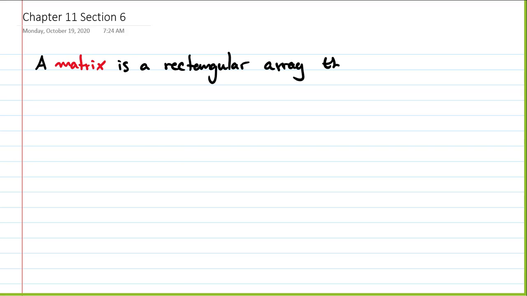So the first thing we want to talk about is a matrix. A matrix is a rectangular array that can be used to represent a system of linear equations.